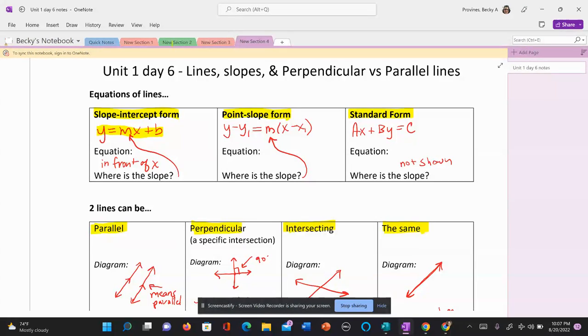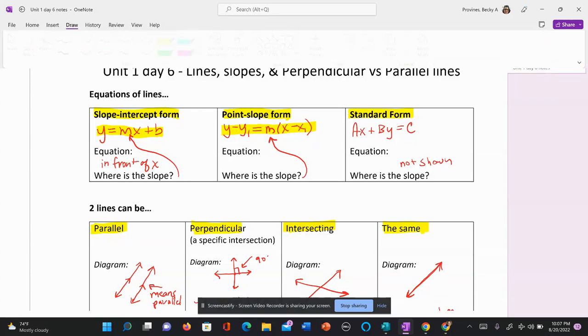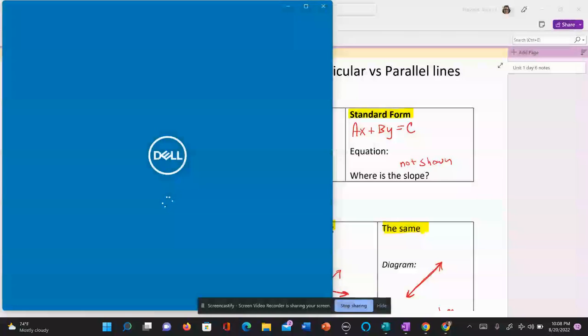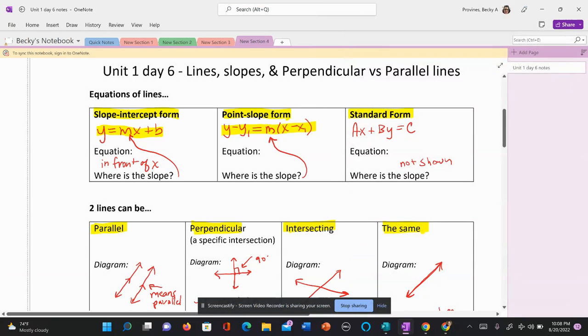Now for your second form, we have point-slope form. So go ahead and write this equation down: y minus y sub 1 equals m times x minus x sub 1. Where is the slope? Well, it's just like on the prior one. It's in front of x, and I probably should have written that. Not sure what's happening to my computer. In front of x. Okay, hopefully you can read that.